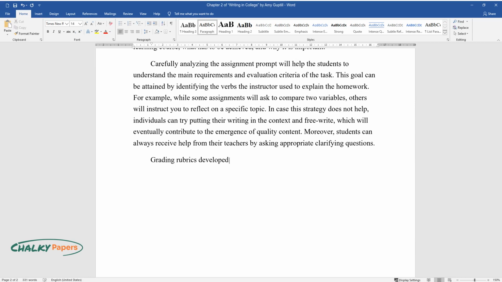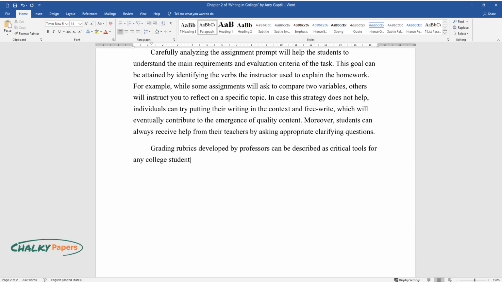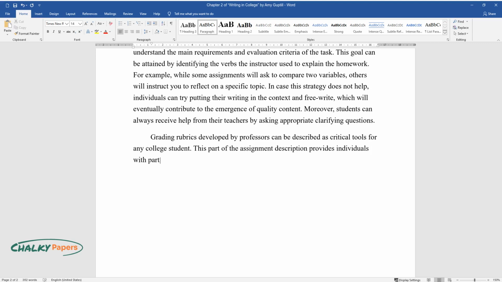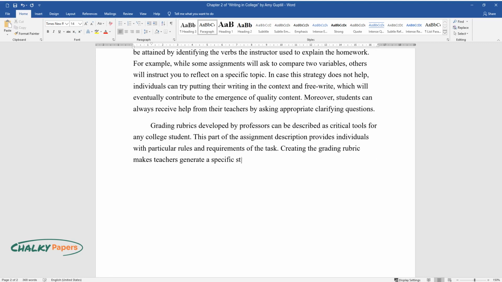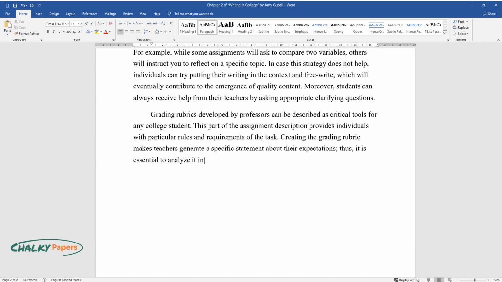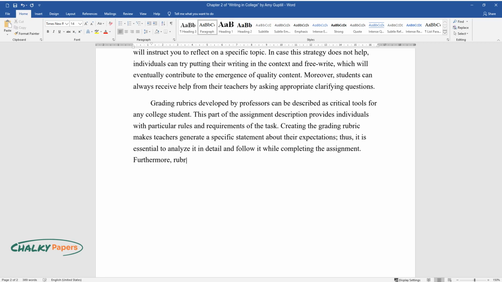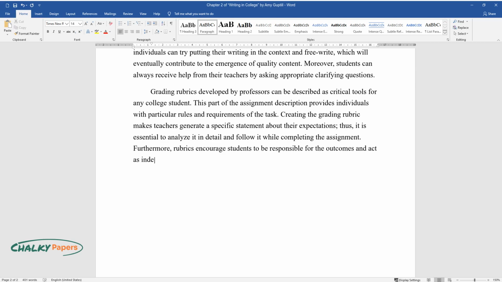Grading rubrics developed by professors can be described as critical tools for any college student. This part of the assignment description provides individuals with particular rules and requirements of the task. Creating the grading rubric makes teachers generate a specific statement about their expectations. Thus, it is essential to analyze it in detail and follow it while completing the assignment. Furthermore, rubrics encourage students to be responsible for the outcomes and act as independent writers.